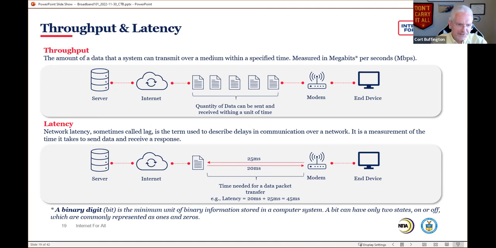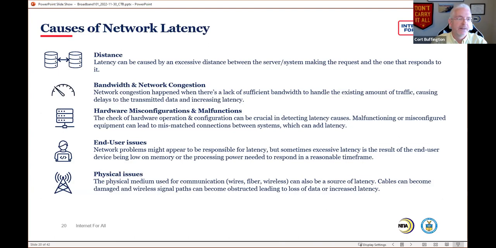So what causes this to happen? Latency, what causes it? Or what causes problems with throughput? Causes of network latency. First off, it's distance, folks. This stuff moves at less than the speed of light. The speed of light that we normally think about is the speed of light in a vacuum. Well, when you have to move it through copper cables or fiber, it's not quite as fast. So there is a factor of just how fast it is possible to move a signal.